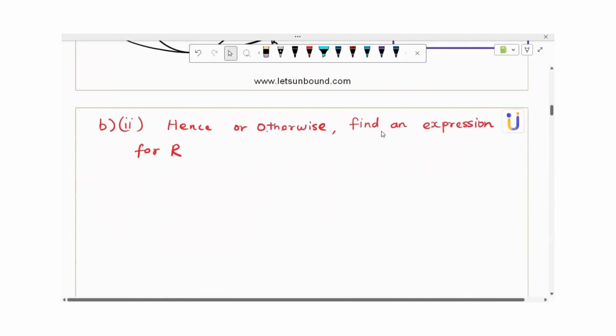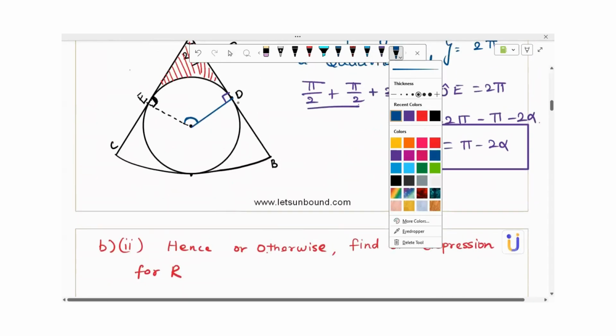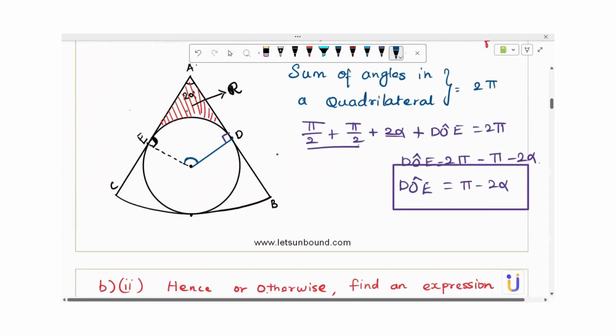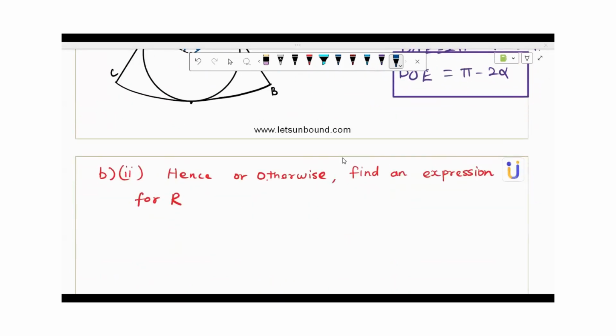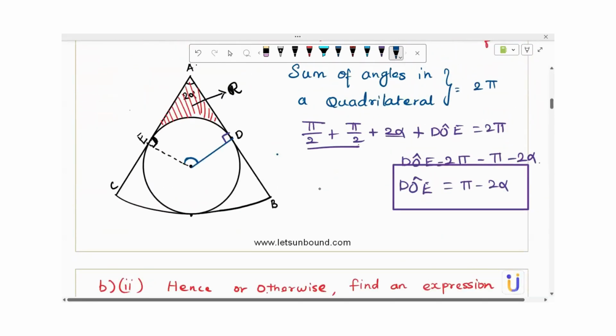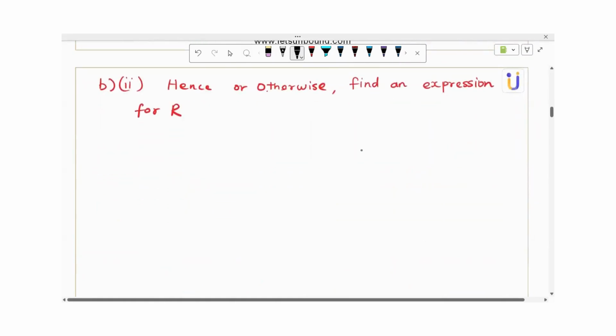Now next part, hence or otherwise find an expression for R. So what is the area of the shaded region? R is the region shaded here, and let's go. Area of R, right, so area of R, how can we define? From this quadrilateral, if you remove this sector area, you will get the shaded portion. So area of the quadrilateral we already derived. So just find the area of the sector and remove it. So that is what we have analyzed now, area of the shaded region.